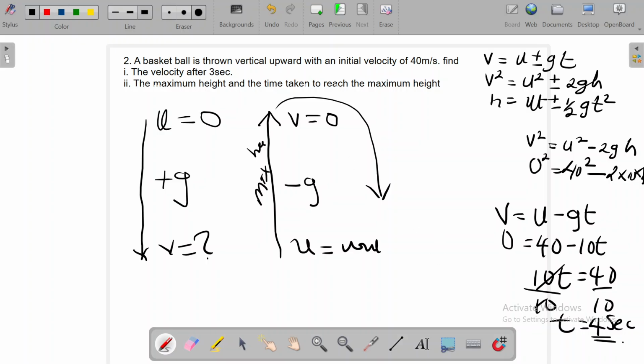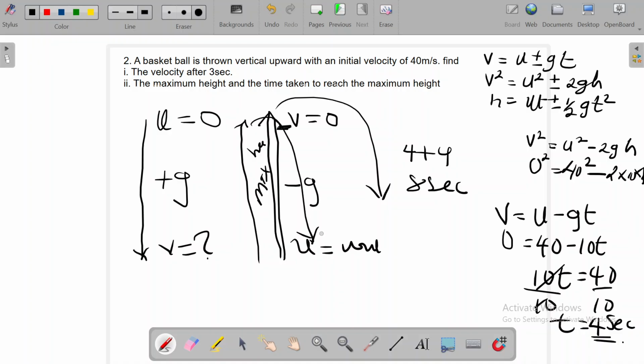You can also be asked a question, just a bonus, where they might ask you the time of flight, meaning if it takes 4 seconds to get to the highest point, if air resistance is neglected, it's also going to take another 4 seconds. So it will take 4 seconds to move up and another 4 seconds to come down, giving you a total of 8 seconds.